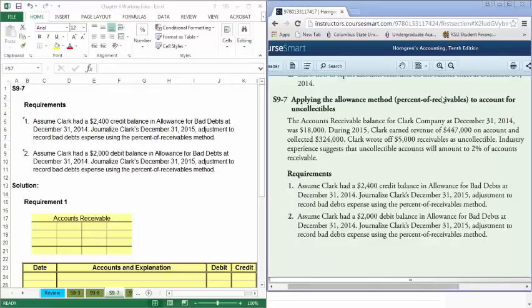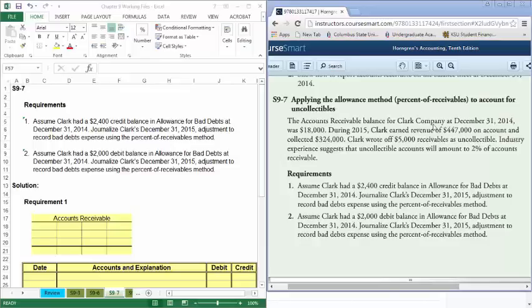All right, let's look at exercise 7 in your text. Here we're still doing some practice with estimating bad debts and writing off bad debts using the allowance method. So here we're going to use percentage of receivables in this example.